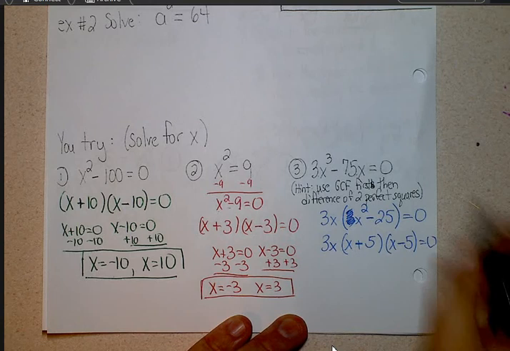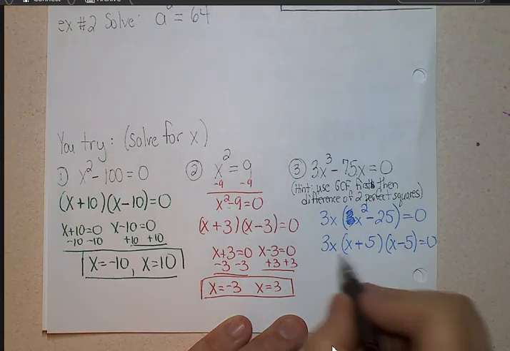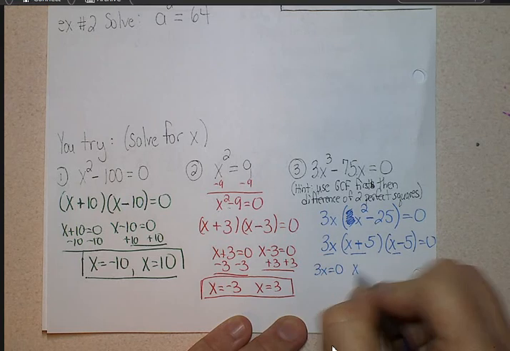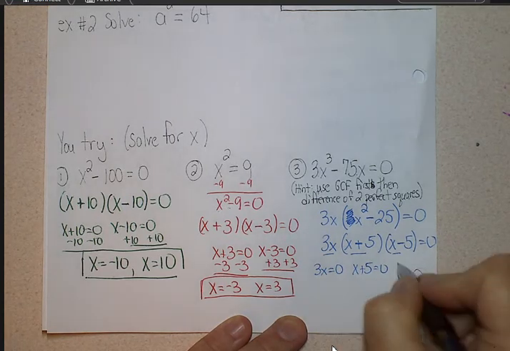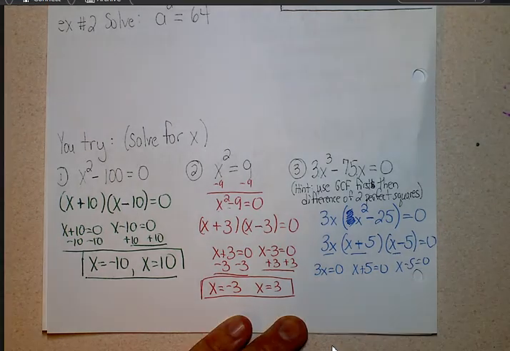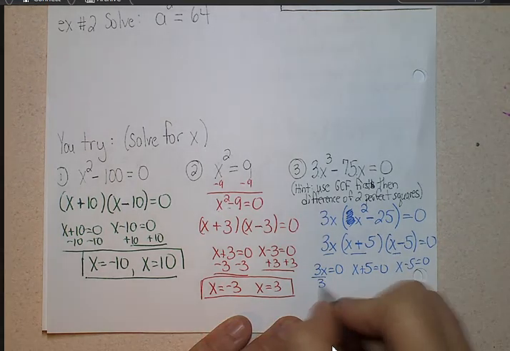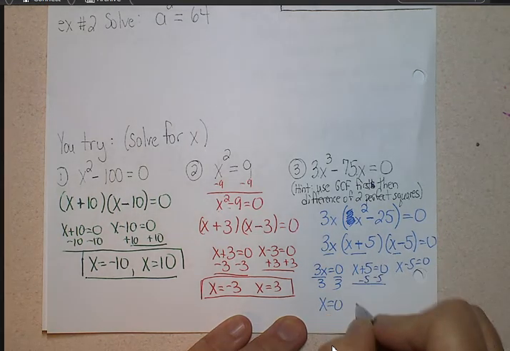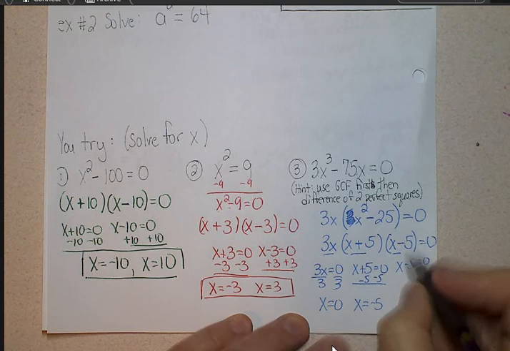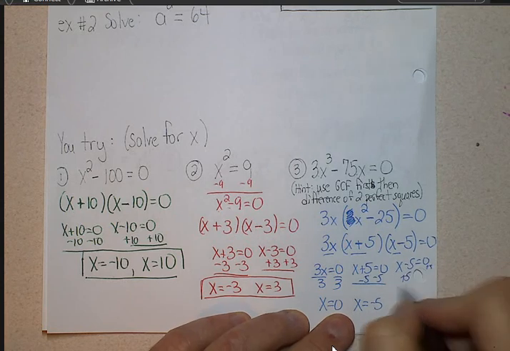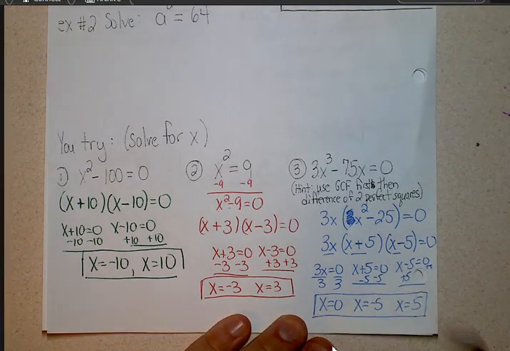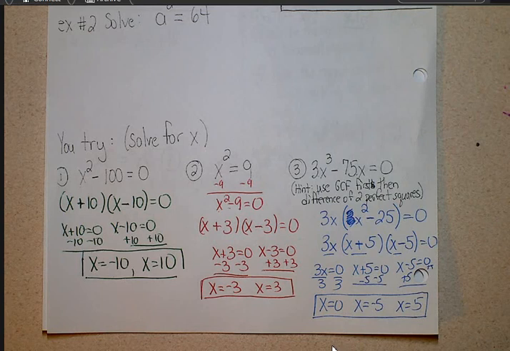And then, according to step 3, we set each of the factors, 1, 2, 3, equal to 0. So 3x equals 0. X plus 5 is equal to 0. And x minus 5 is equal to 0. No big deal, just like we normally do. Here, divide by 3, x is equal to 0. Here, subtract 5 from both sides, x is equal to a negative 5. And here, add 5 to both sides, and we're going to get x is equal to 5. And there are your answers for the difference of two perfect squares factoring worksheet, solving worksheet.